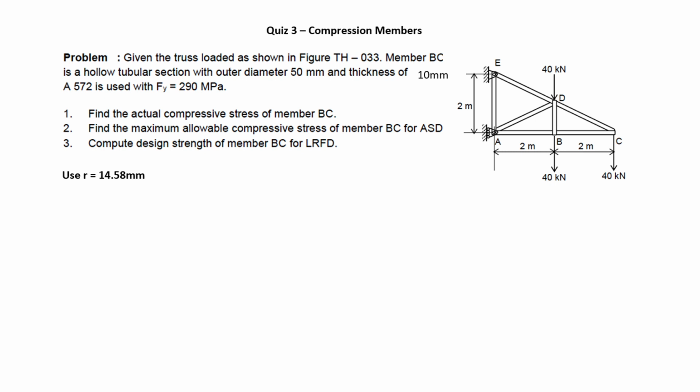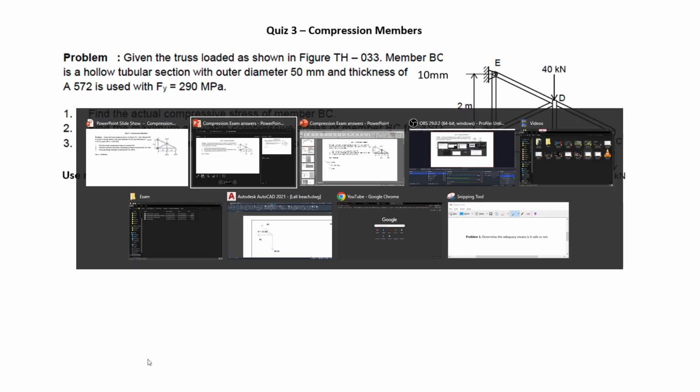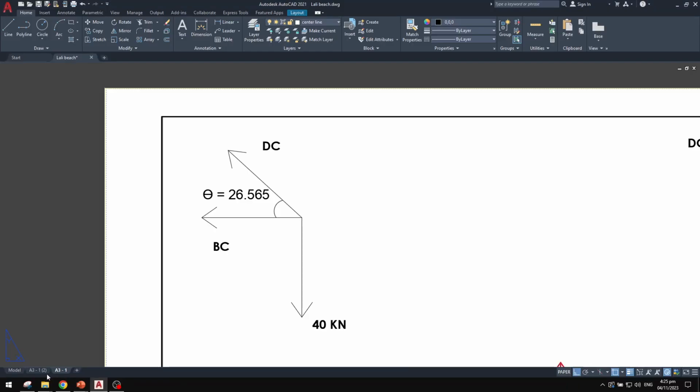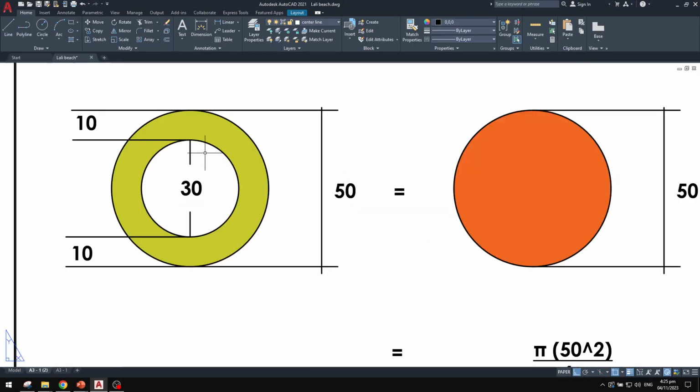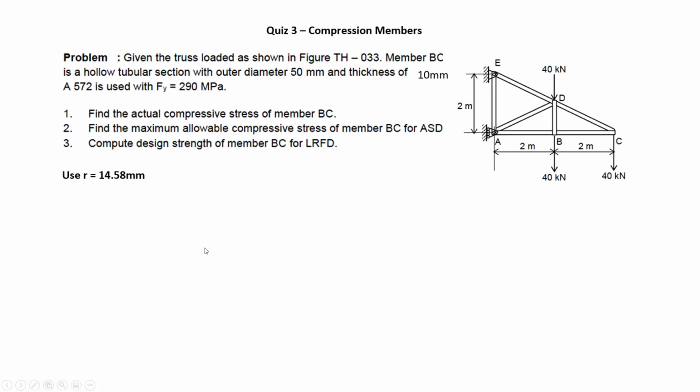Now, given the thrust loaded as shown in the figure on the right, member BC is a hollow tubular section. So, yung figure is actually something like this. Hollow, dapat ma-visualize ninyo daan before ta mo actually solve sa problem, no? So it's a tubular section, murag donut. Okay. So going back, it has an outer diameter of 50 and a thickness of 10 mm. Later on, ato na i-visualize ha.